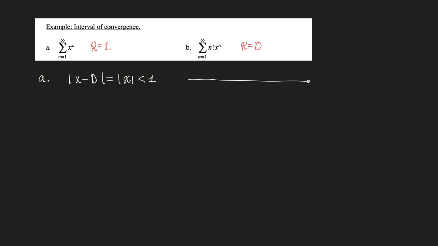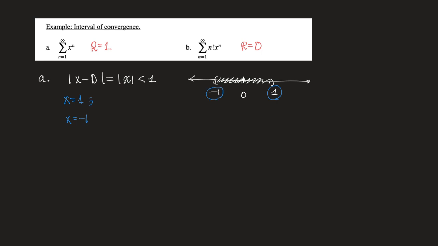Here is the number line we're going to draw. The center is 0, go to the right is 1, go to the left is negative 1. This makes the power series converge. What do we have to check here? We check x equals 1, that's the right-hand point, and x equals negative 1, that's the left-hand point.